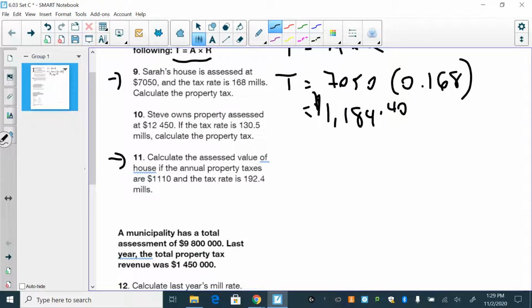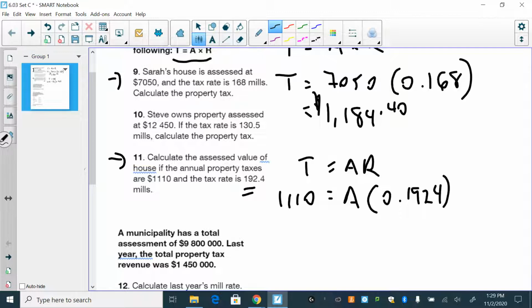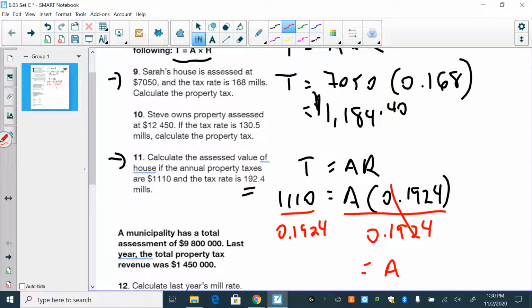So if we looked at number 11, calculate the assessed value. So this time I'm solving for A. If the annual taxes, so I have the T value, so I'll just write that out. T equals AR. So T is 1,110, solving for A. And remember the mill rate, I got to divide this by 1,000. So it's actually going to be 0.1924. And so then I'm going to isolate for A. So I'll just divide by that decimal value. And then I know the assessment. So 1,110 divided by 0.1924.